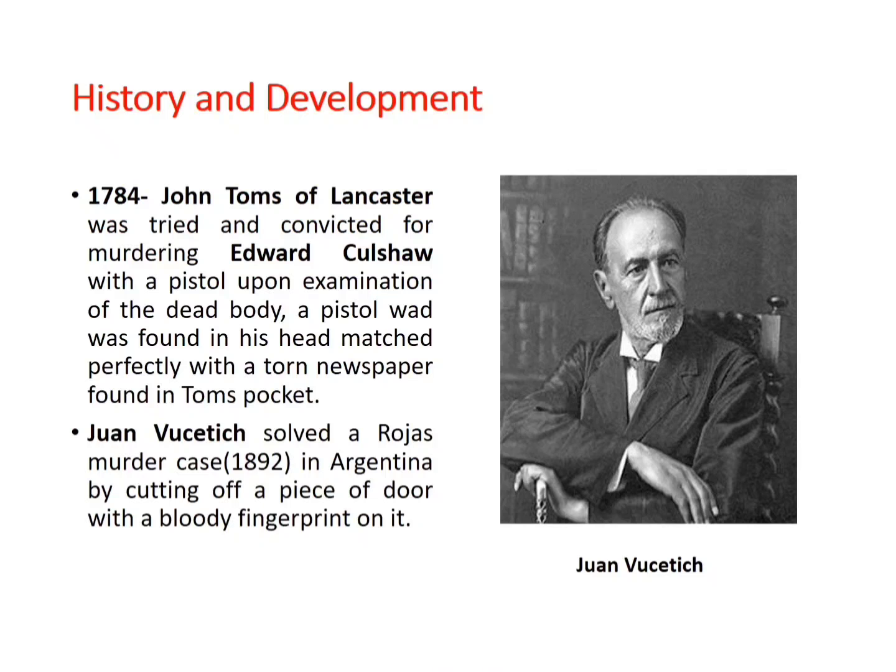Now, another scientist in the history of forensic science is Juan Vucetich. He was an Argentine anthropologist. He created the first fingerprint identification system in the year 1892, and he also introduced the role of biometric data in crime solving. He solved the very famous Rojas murder case in 1892 in Argentina by cutting off a piece of the door with a bloody fingerprint on it.